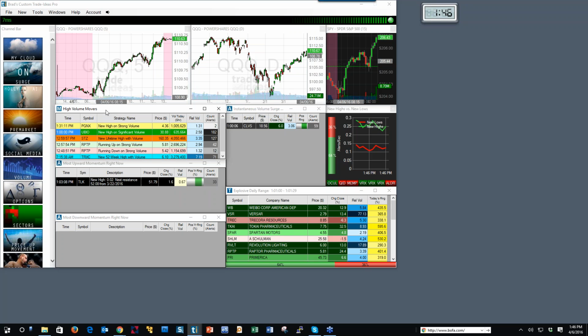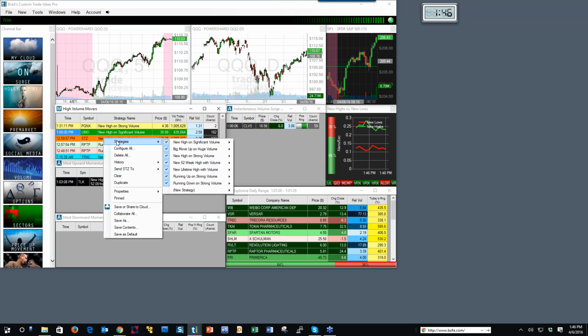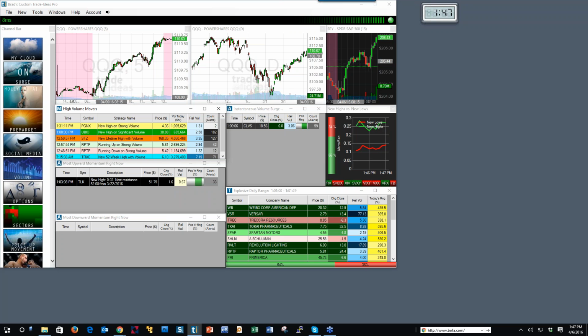And for instance, this top window right here, if I right-click in it, you can see the strategies. Well, there aren't 25 different strategies, there are 7 different strategies right here, and each one is looking for some type of movement on significant volume. And you can see the symbols that are coming through here.